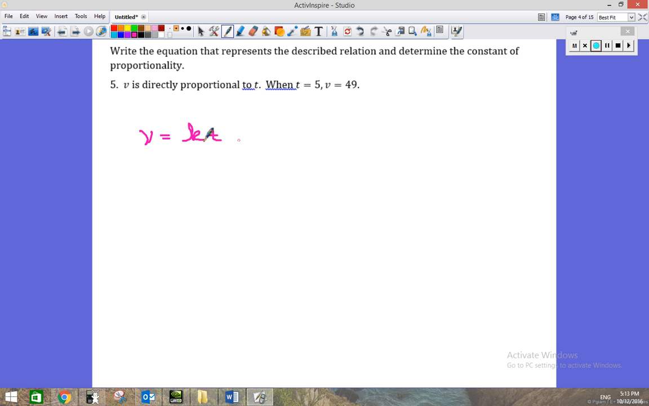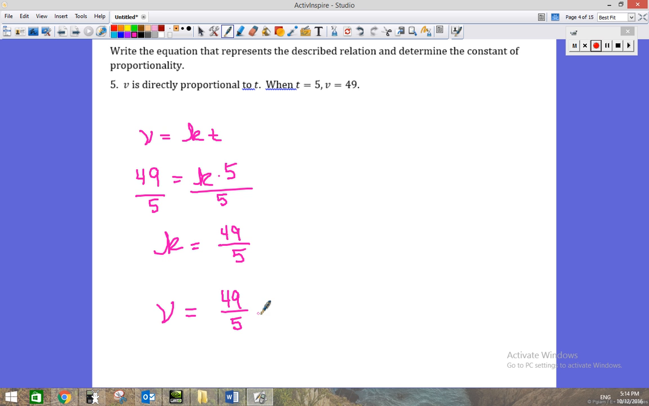In this next sentence, it's given me enough information to solve for k, because as t and v change, k always remains constant. So when v is 49, t is 5. So I have multiplication. To get k by itself, I need to divide both sides by 5. So k is equal to 49 divided by 5. If I return back to my equation, I now know what this k is. So I'm always going to have v equals 49 over 5 times t.